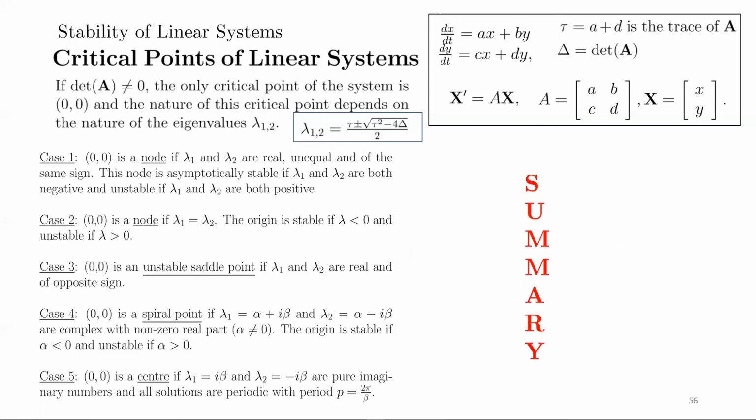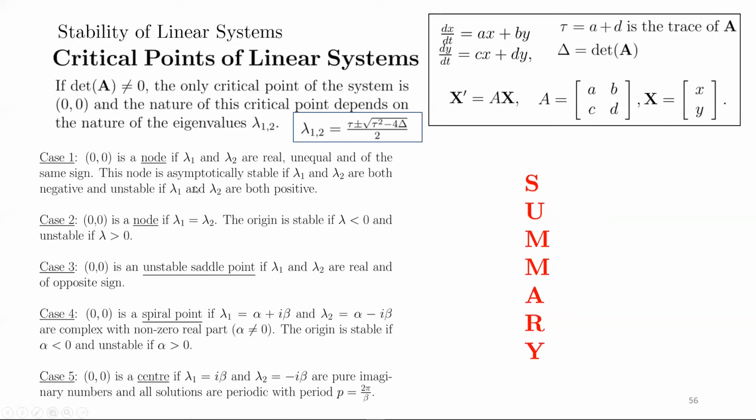So this might be a slide that you like to add to your favorites, or send to a friend and say, oh look, this is great, read this slide. Or maybe you just want to print it out. This is the summary of how we classify critical points of linear systems. We've got this linear system here. We can calculate its trace and its determinant, and we can write down the two eigenvalues based on the trace and the determinant of this matrix A.